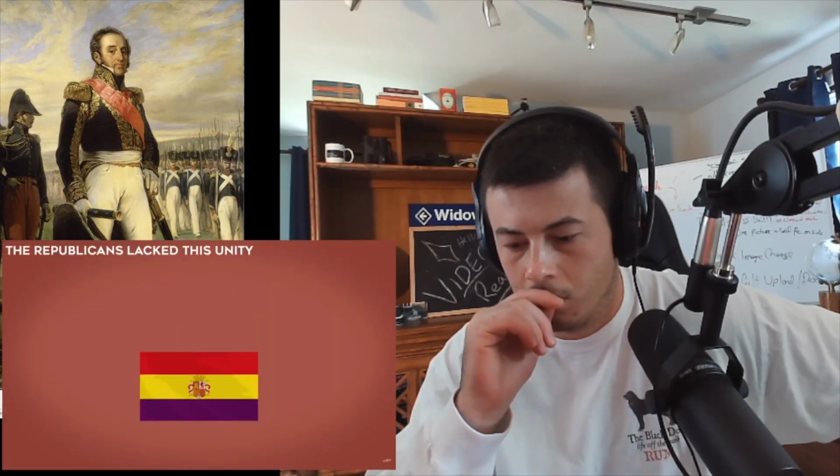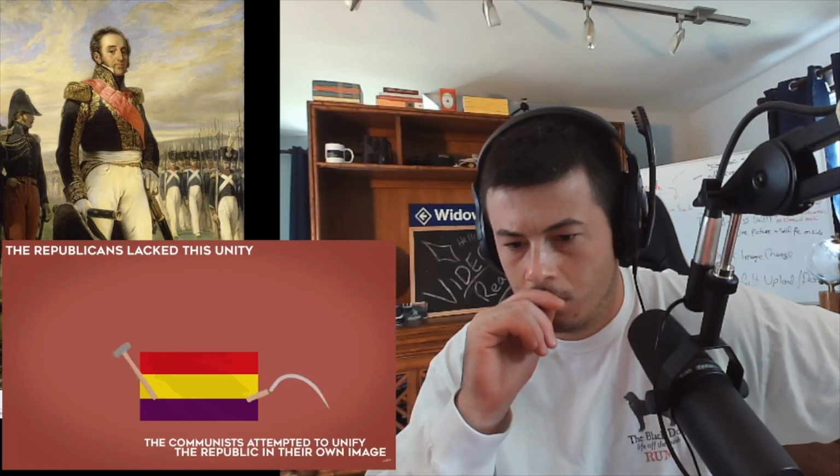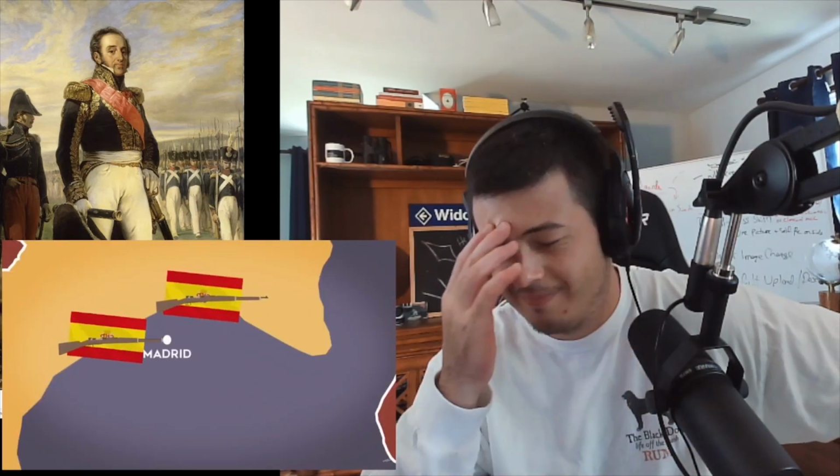The old government's cabinet would be thrown out in favor of a communist one. The communists attempted to unify the Republic in their own image. The anarchists viewed it as an affront to their revolution. Madrid would come under siege in November.